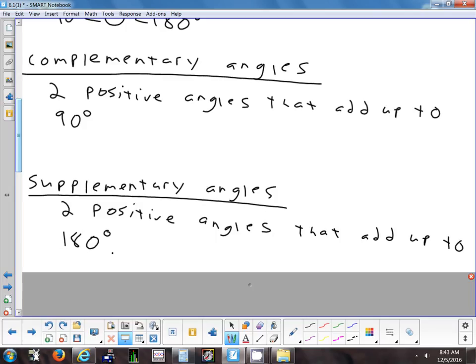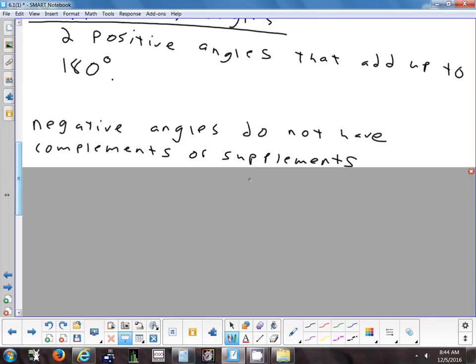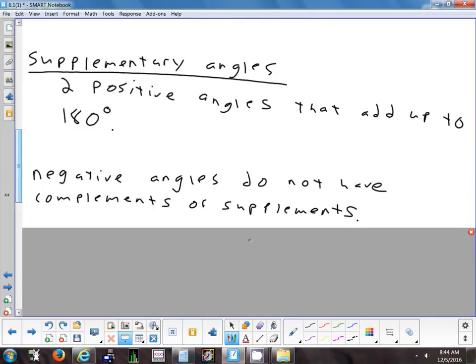Could you have two obtuse angles that add up to 180? An obtuse angle is an angle that's bigger than 90 and smaller than 180. No. Two obtuse angles could never add up to be supplementary. It would be more than 180. How about two acute angles? No. Okay, so for supplementary, you either have an acute and an obtuse or two right angles. Negative angles do not have complements or supplements.